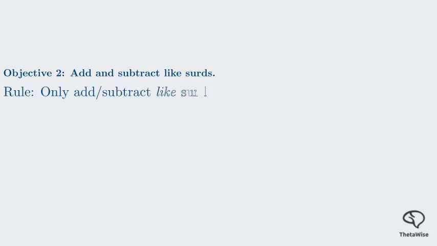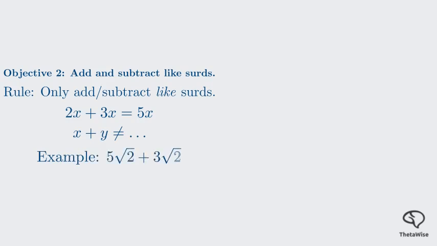Next, let's learn how to add and subtract surds. Our objective is to add and subtract like surds. The golden rule here is that you can only add or subtract like surds. Think of this just like basic algebra, where you can add 2x and 3x to get 5x, but you cannot add x and y. Consider this example, 5 root 2 plus 3 root 2.